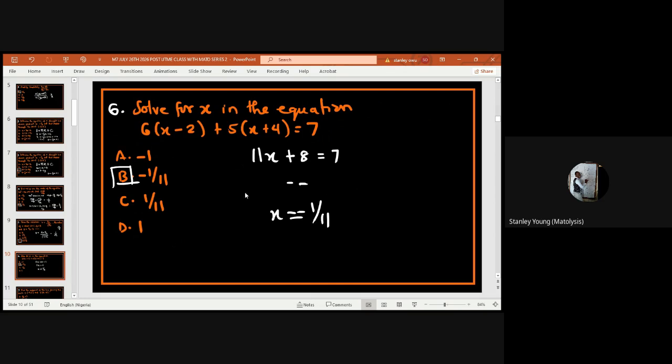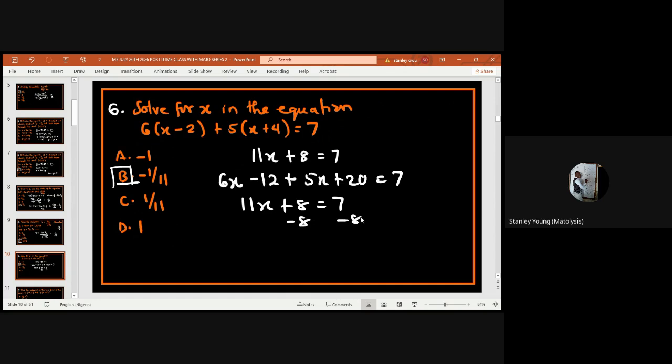Now, in case you are still wondering what I did there, you expand 6x minus 12 plus 5x plus 20 equals 7. Collect the like terms. That's 11x, and minus 12 plus 20, that's plus 8, equals 7. So what do you do? You isolate 11x by subtracting 8 from both sides. So this is 11x equals negative 1. Then you isolate x by dividing both sides by 11. You have minus 1 over 11. And that's option B.